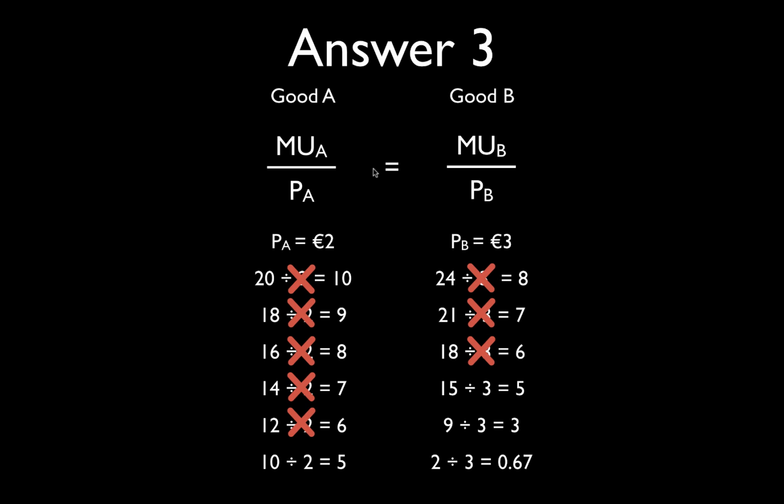Okay, so there's 3 questions. Hopefully they made sense. In the next video, we're going to be going up to the examples where he has 3 goods to choose from.